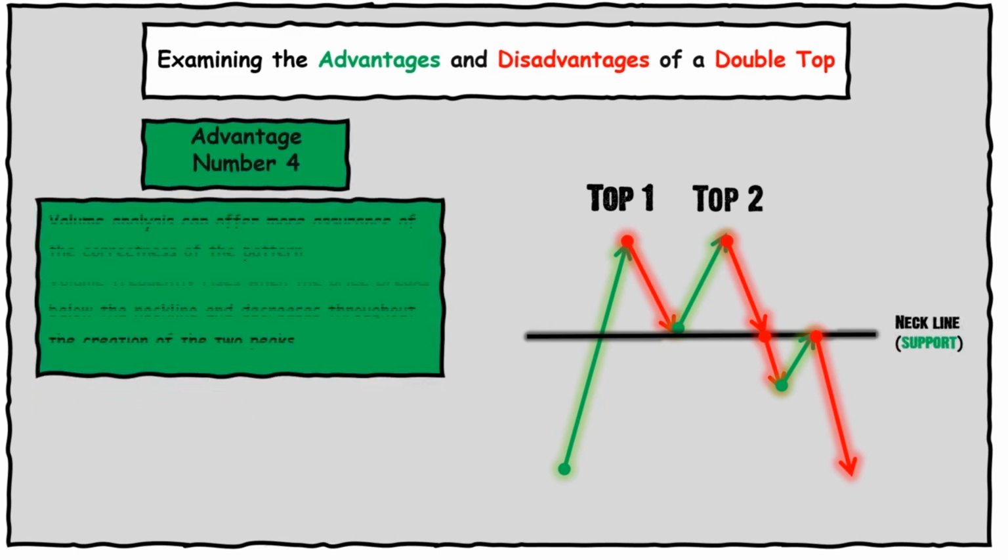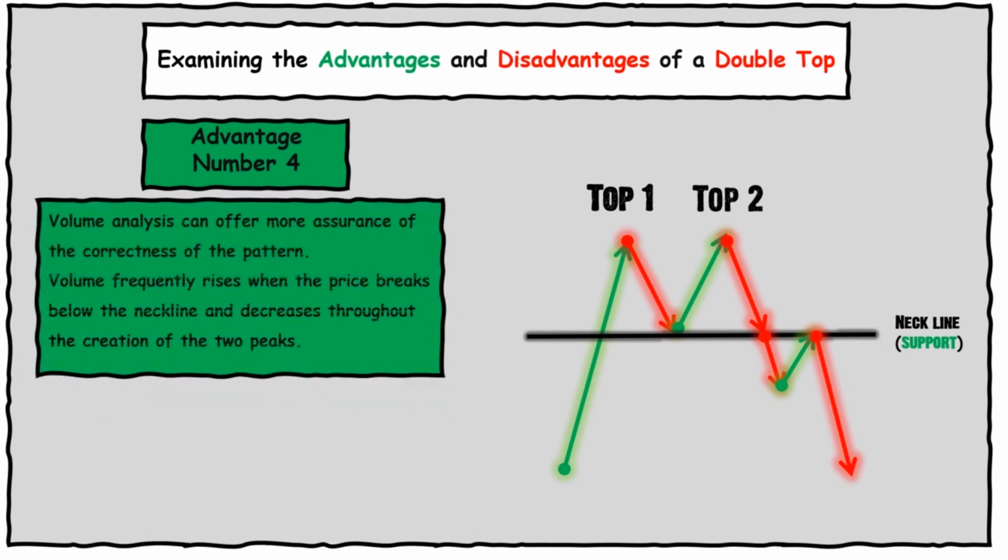Advantage number 4. Volume analysis can offer more assurance of the correctness of the pattern. Volume frequently rises when the price breaks below the neckline and decreases throughout the creation of the two peaks.